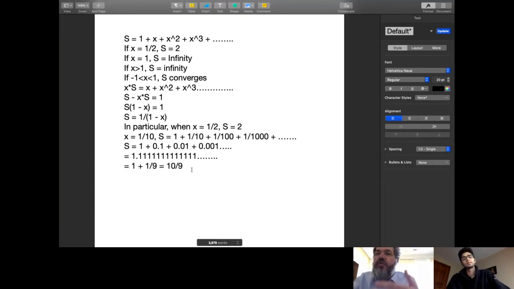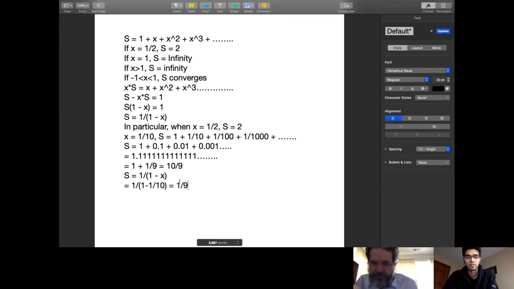Let's double check with our formula that we obtained. We obtained that S was equal to 1 over 1 minus x. So this equals, when x is 1 over 10, let's write what it is: 1 over 1 minus 1 over 10 instead of x. And this is 1 divided by 9 over 10. The 9 over 10 is in the denominator. We put in a parenthesis, so this whole thing is 10 over 9. Okay, so far so good.